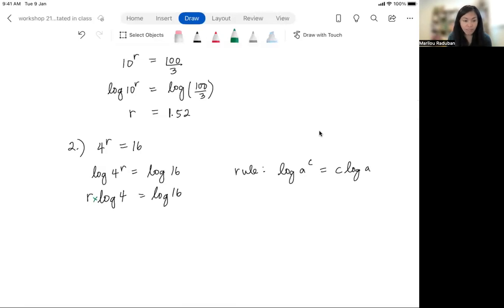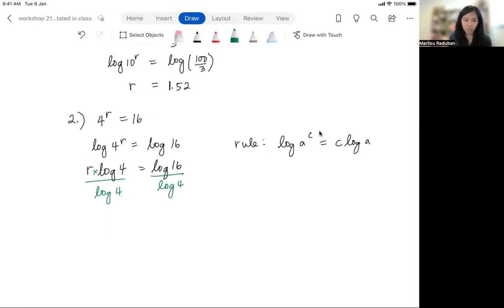So to isolate r, you have to undo this multiplication by dividing by log 4, and you have to do that on both sides. Log 4 divided by log 4 is equal to 1. Log 4 is just a number, so it's just like dividing a number by itself. Those two cancel each other out, and you have r on the left side, and you can do log 16 divided by log 4, which is equal to 2.